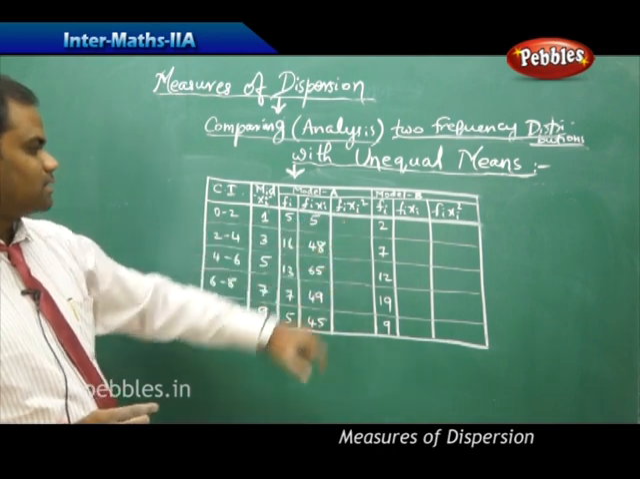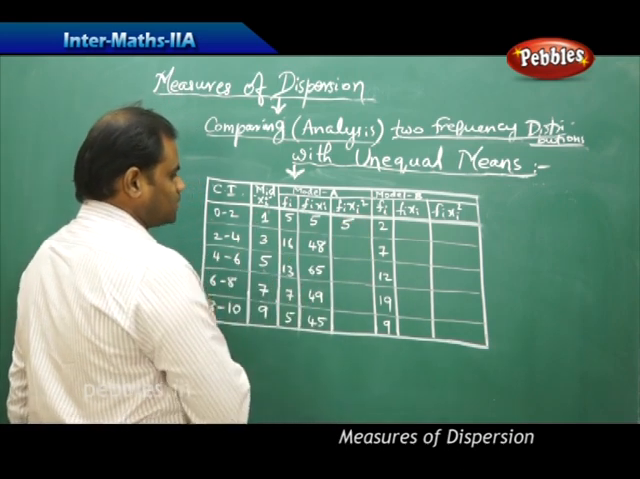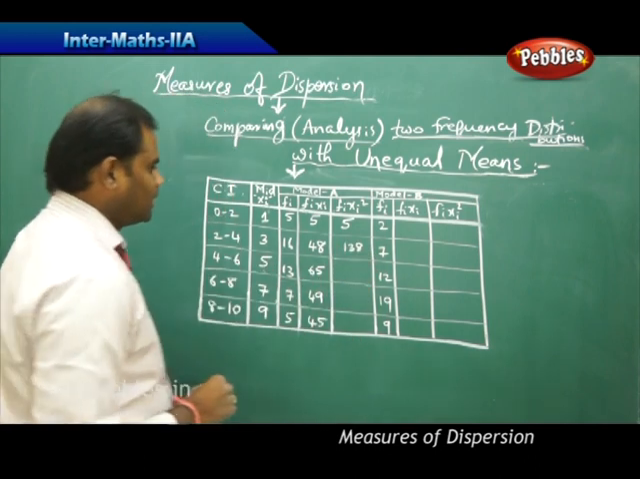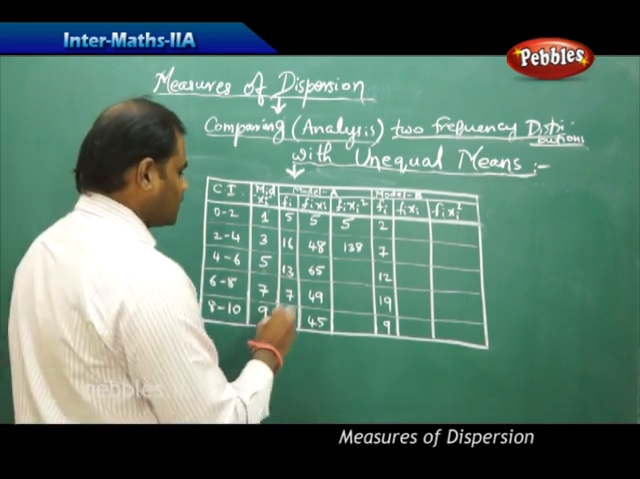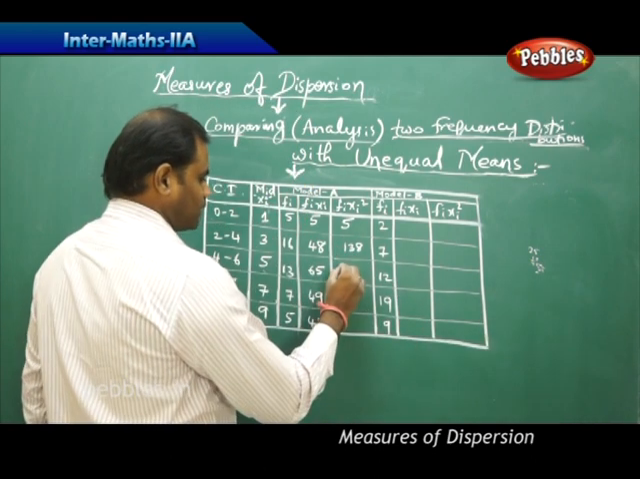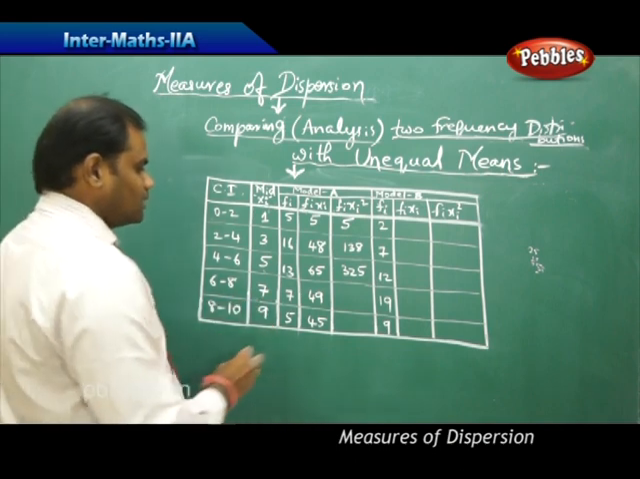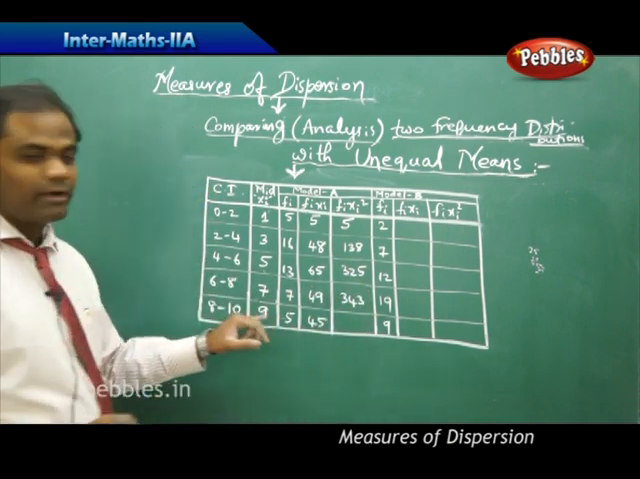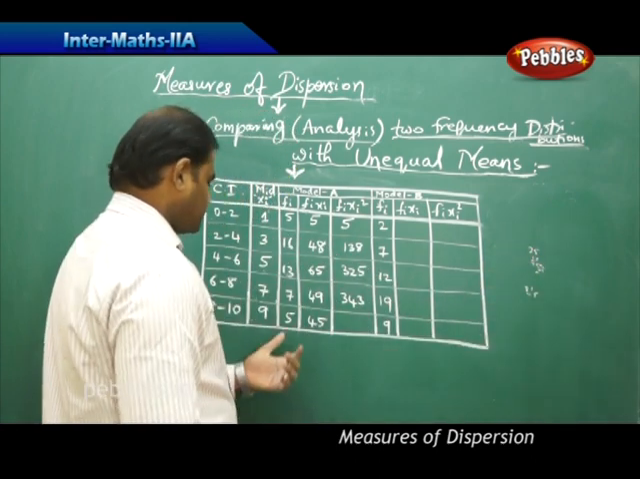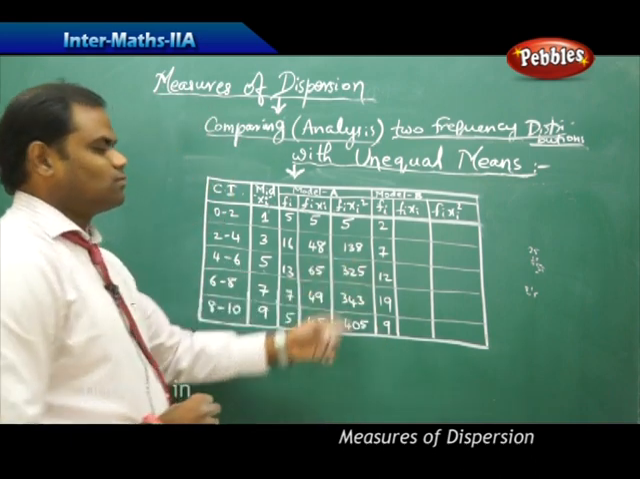Similarly, I can find fi xi square, where I square xi and multiply with fi. 5 times 1 square is 5, 16 times 9 is 144, 13 times 25 is 325, 7 times 49 is 343, and 5 times 81 is 405.